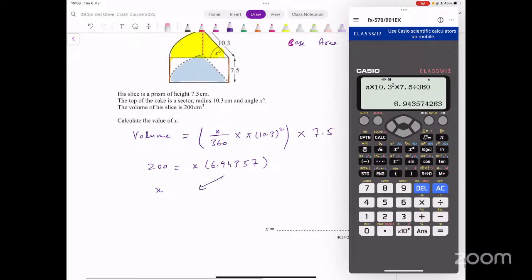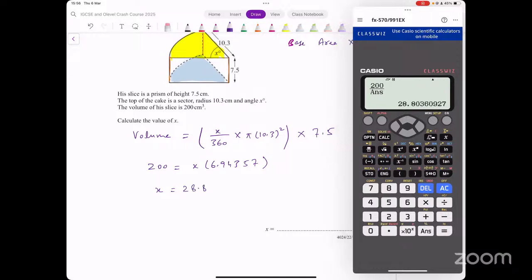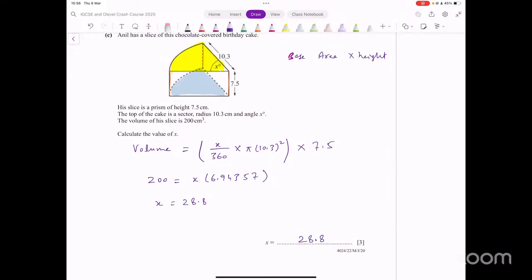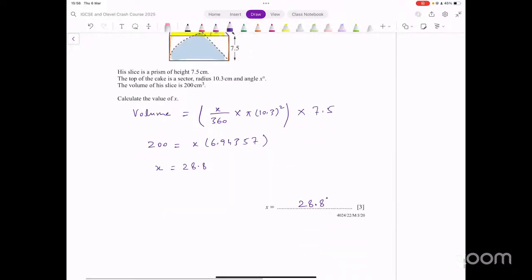Now divide this number on the other side. I can say 200 divided by that answer, and that's going to give me 28.8. That's the value of x that we were looking for. To three significant figures, this is 28.8. That's the angle, 28.8. All right. That was part C of this.